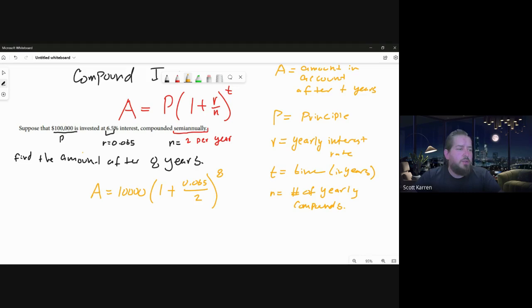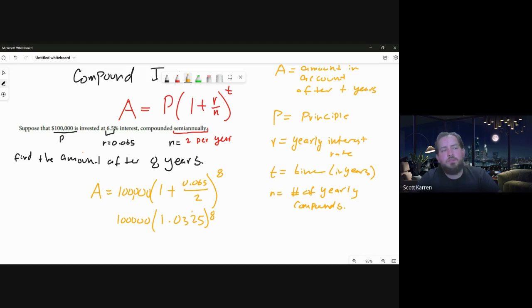So I would pull out a calculator, and I'm not going to take the time to try to share it because I'll lose one screen in order to get this here. But 0.065 divided by 2 is 0.0325. I think I'm missing a 0 here because it's 100,000, right? Yep. So it's 100,000 multiplied by 1 point, because 1 plus that gives me 1.0325 to the 8th power, right?